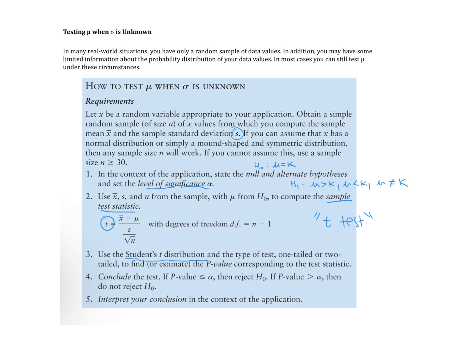So the t-test will give you the t-value, and it will also give you the p-value. And just like before, to conclude the test, you're going to compare the p-value to alpha. If p is less than or equal to alpha, you can reject the null hypothesis. If p is greater than alpha, you cannot reject the null hypothesis. And then you interpret in the context of the application.